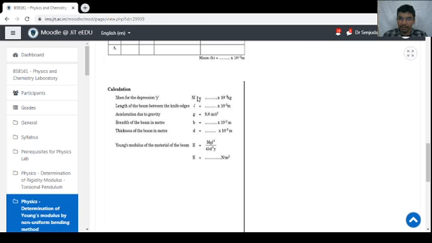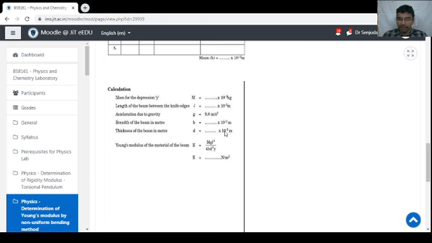In this case, the depression, M, let it be 100 grams, so 100 into 10 power minus 3 kilogram, and let L be equal to 60 into 10 power minus 2, that we have fixed in the virtual apparatus. And acceleration due to gravity g is equal to 9.8, and breadth B is equal to 3 centimeters, so 3 into 10 power minus 2. Thickness d is equal to 0.6 centimeter or 6 millimeter. You will get 0.6 into 10 power minus 2 meter, or 6 into 10 power minus 3 meter.